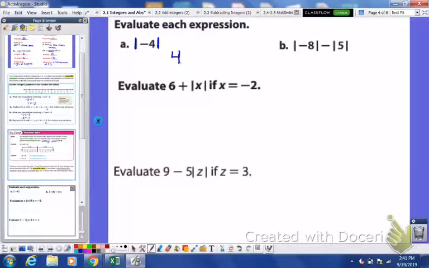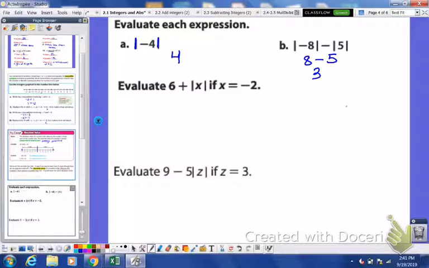Then looking at part B, the absolute value of -8 minus the absolute value of 5. So the absolute value, take care of these first, of -8 is 8, minus the absolute value of 5, which is 5. So 8 minus 5, final answer of 3.